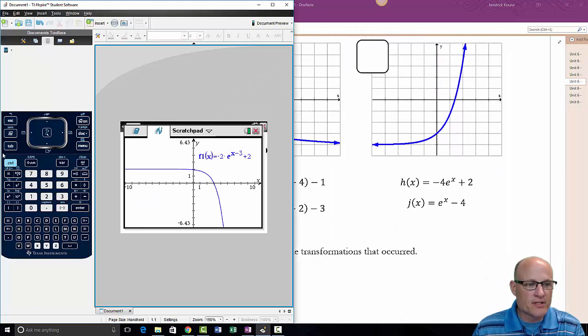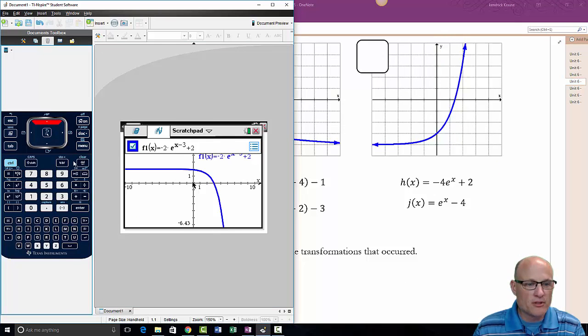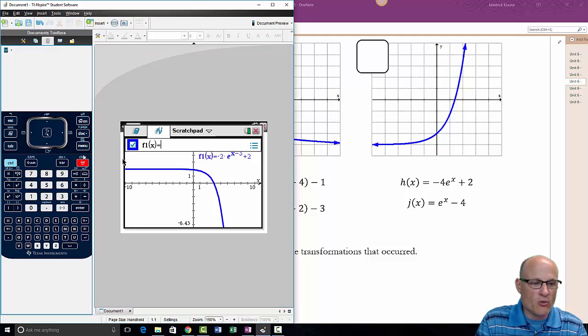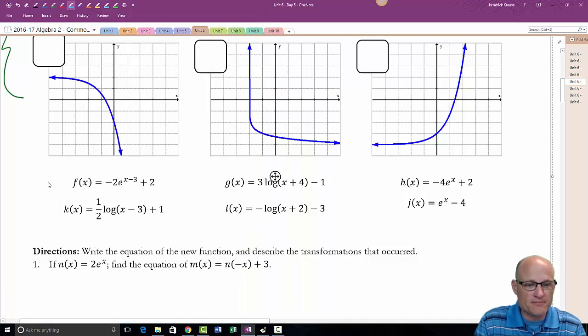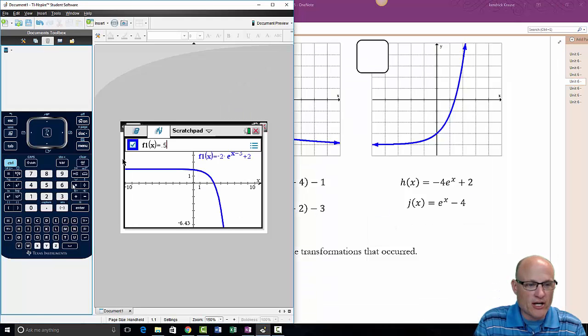Let's try that. Go tab, up, delete. And then we're going to go 1/2. I'm just going to do 0.5 log x minus 3. Log, notice I'm not even going to put a base in there, x minus 3. And then plus 1.